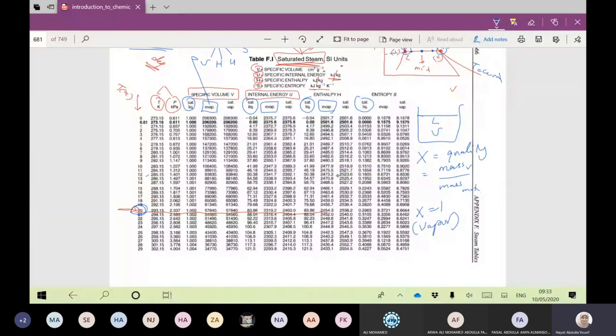So here, if for example, I told you it is 2529, you will just go and find it. And then because of that, you will be able to define what the temperature is, what the pressure is, which is the saturated pressure, and all other properties can be defined as well. That's how it is.